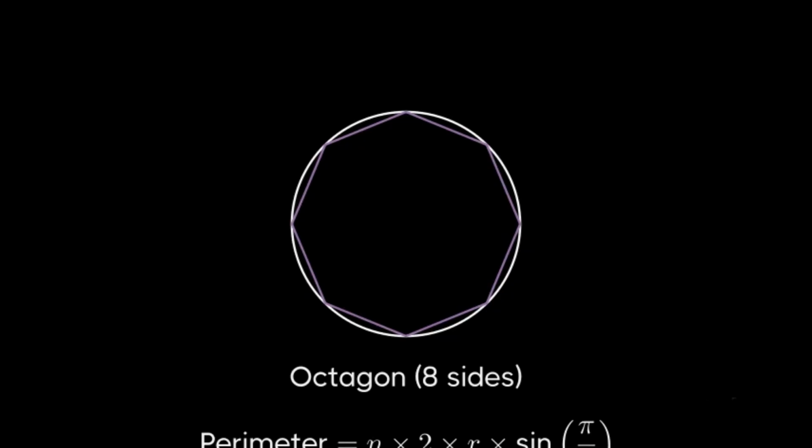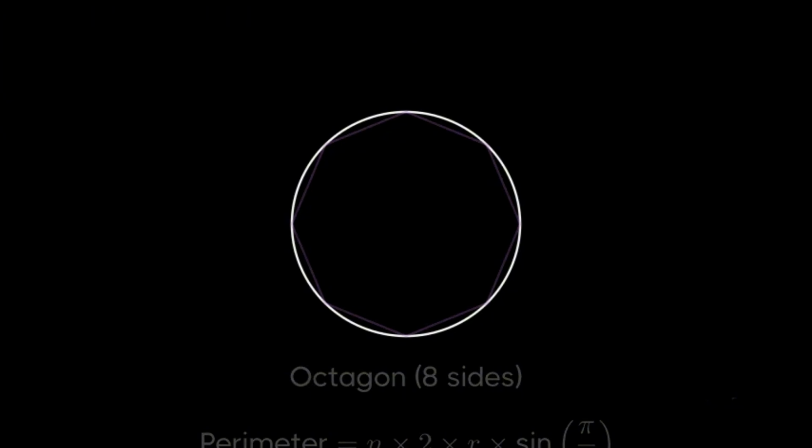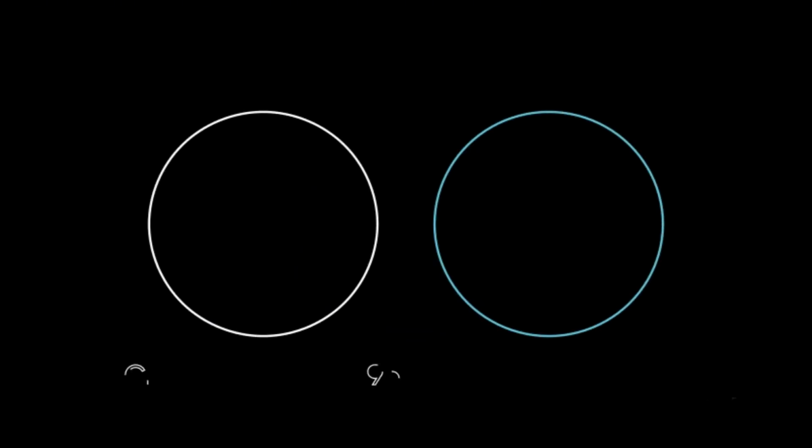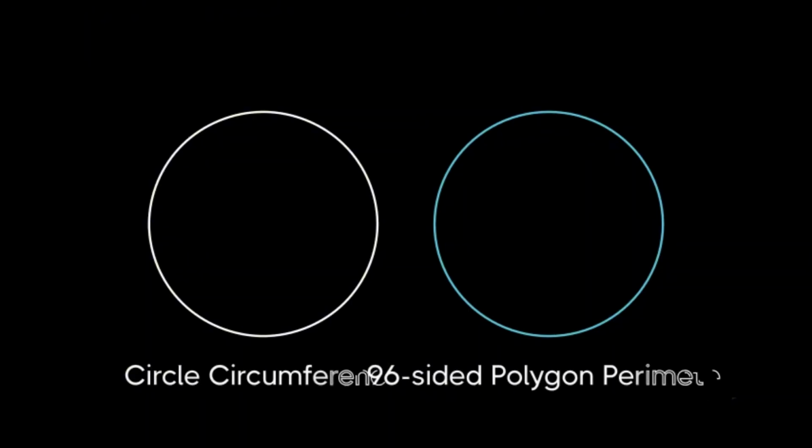Now, let's dramatically increase the number of sides and see what happens. We'll quickly move from 12 sides all the way up to 96 sides. Watch how the polygon becomes almost indistinguishable from the circle as we add more sides. This demonstrates a fundamental idea in mathematics. A circle can be thought of as a regular polygon with an infinite number of sides. As our sides approach infinity, the polygon's perimeter approaches the circle's circumference.